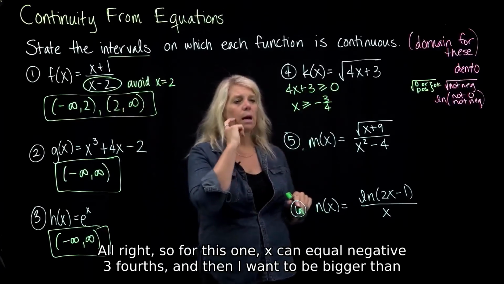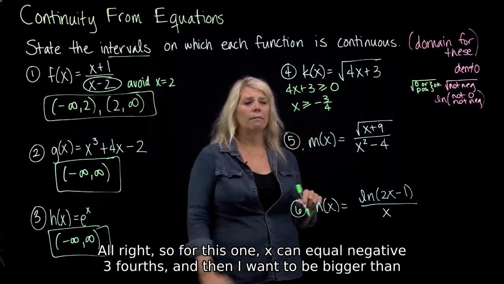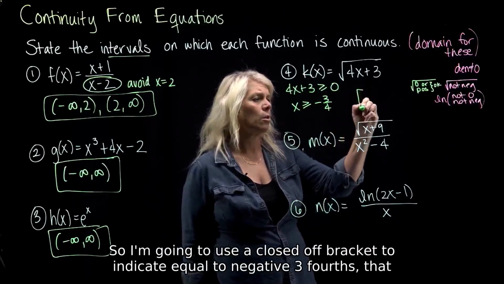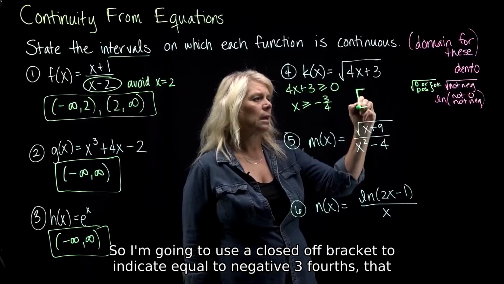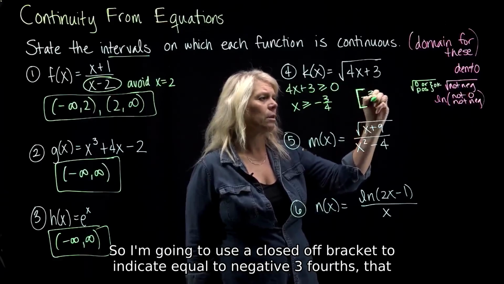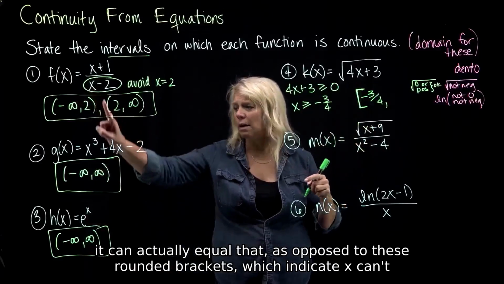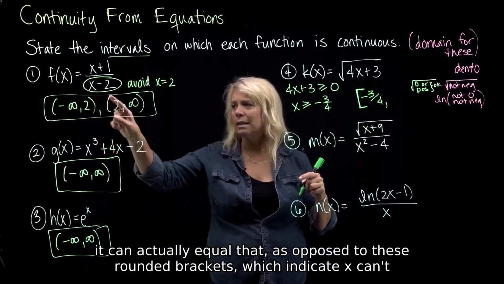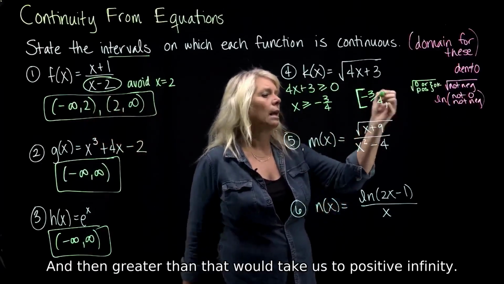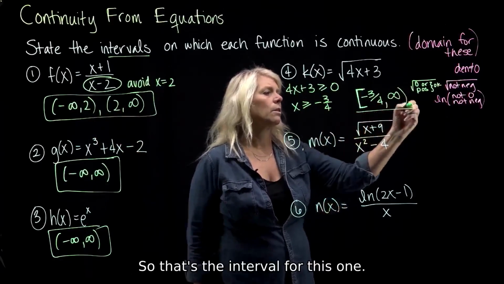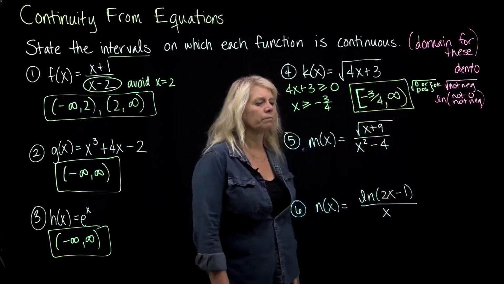All right, so for this one, x can equal negative 3/4, and then I want to be bigger than negative 3/4. So I'm going to use a closed bracket to indicate equal to negative 3/4, that it can actually equal that, as opposed to these rounded brackets, which indicate x can't equal that value. And then greater than that would take us to positive infinity. So that's the interval for this one.